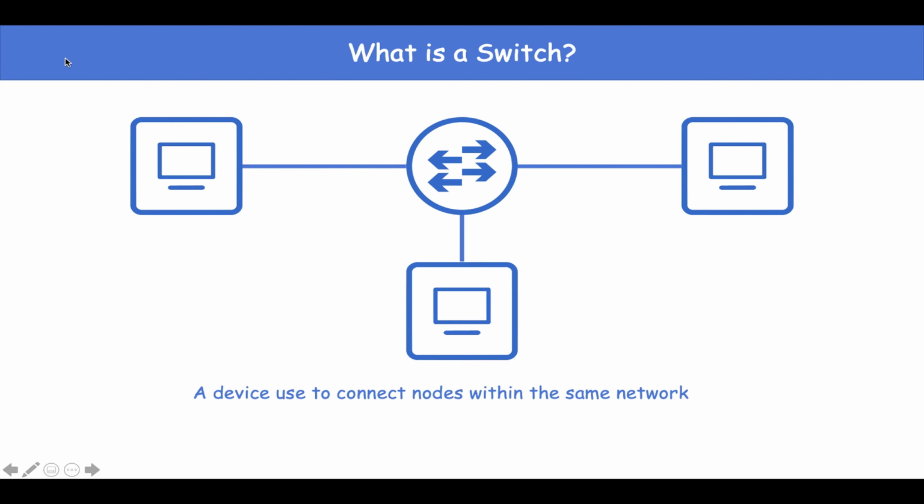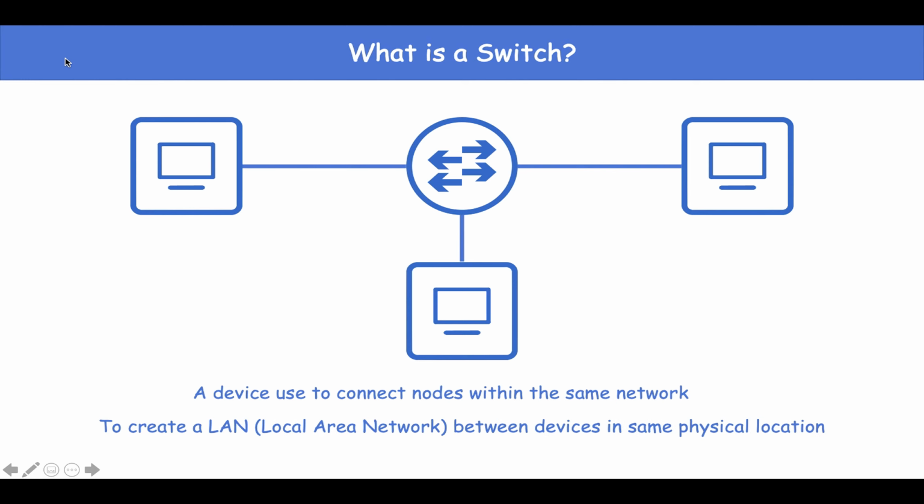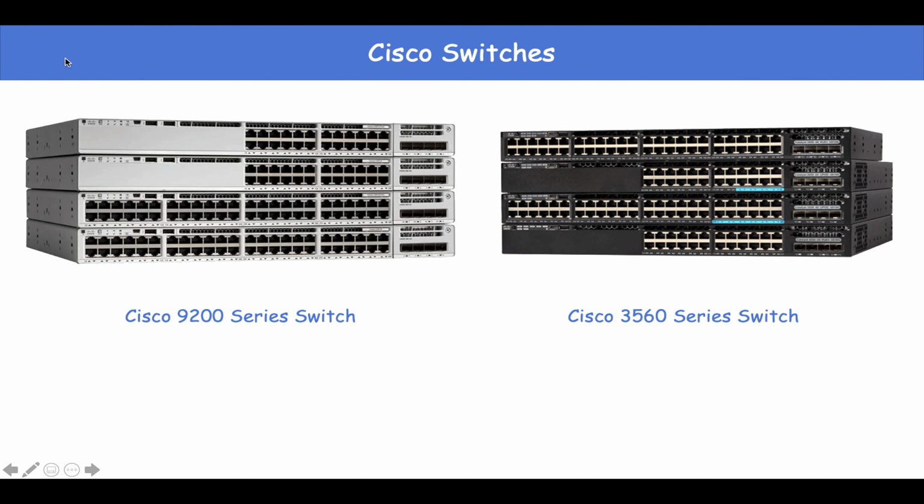Let's come to the next device in our network, a switch. This is a device which connects nodes, here PCs, it could be servers also, within the same network. Switches help us to make a LAN, local area network, between devices in the same physical location. This is what a switch looks like. They have a high concentration of ports to connect many devices in the LAN.